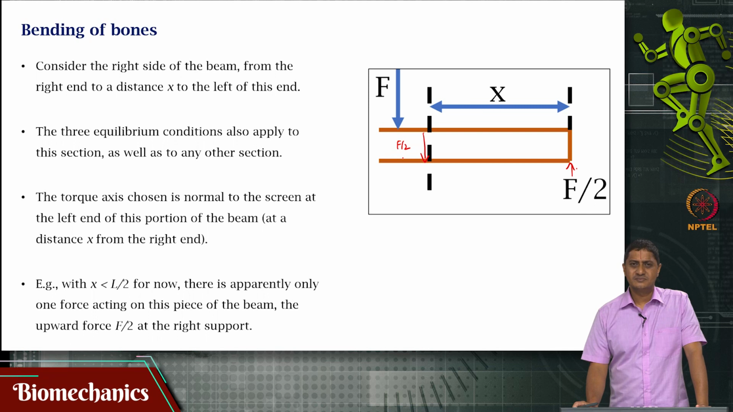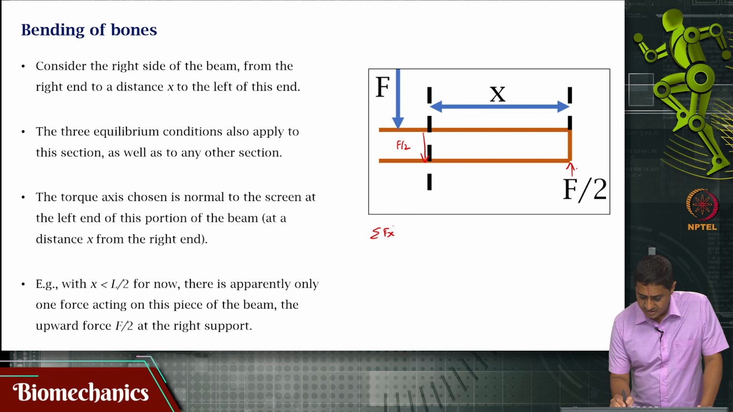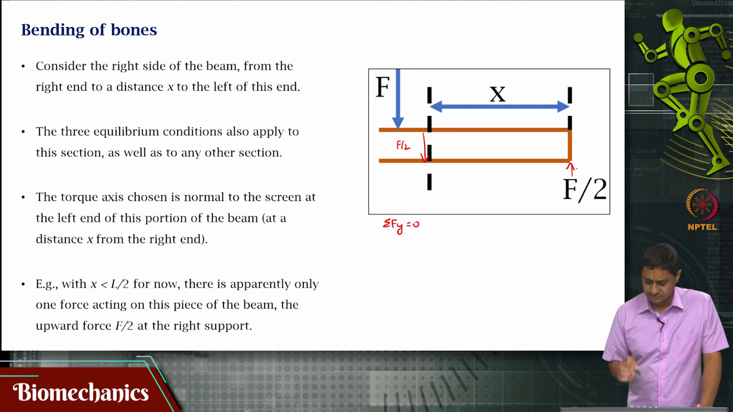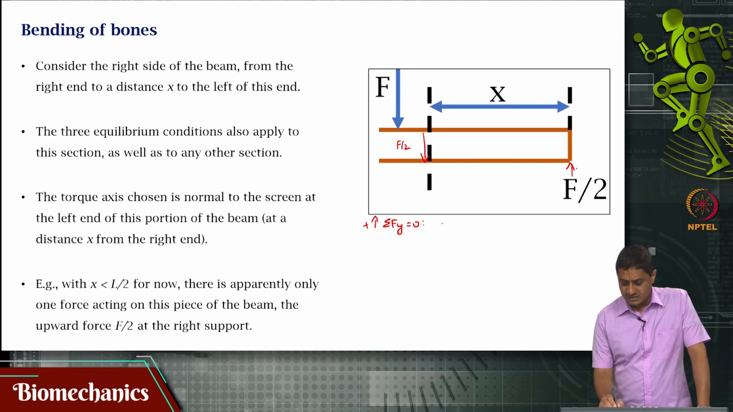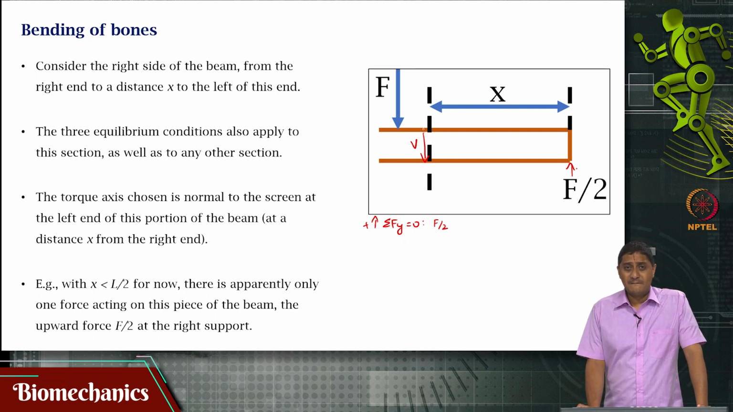How do I know this? Well, sigma Fy equal to 0. That means F by 2 plus some unknown force V is acting in the downward direction. It must act in the downward direction. How do we know that it is acting in the downward direction? I actually do not know. I can assume, but because F by 2 is acting in the upward direction, I am assuming this unknown internal force V is acting in the downward direction.